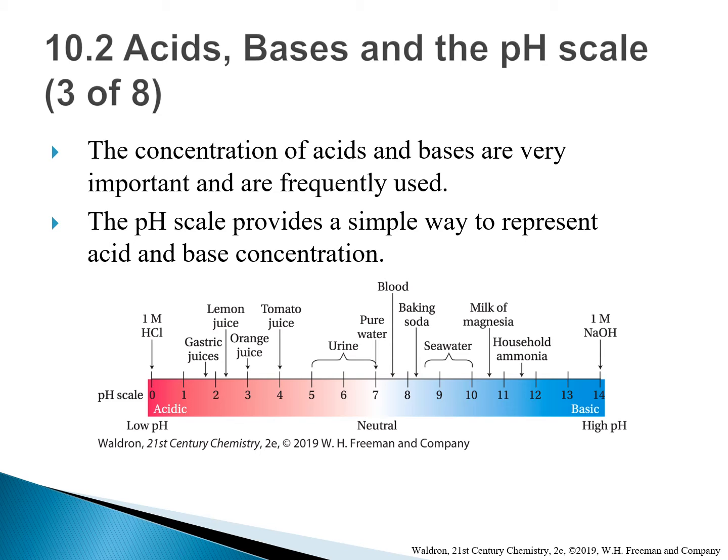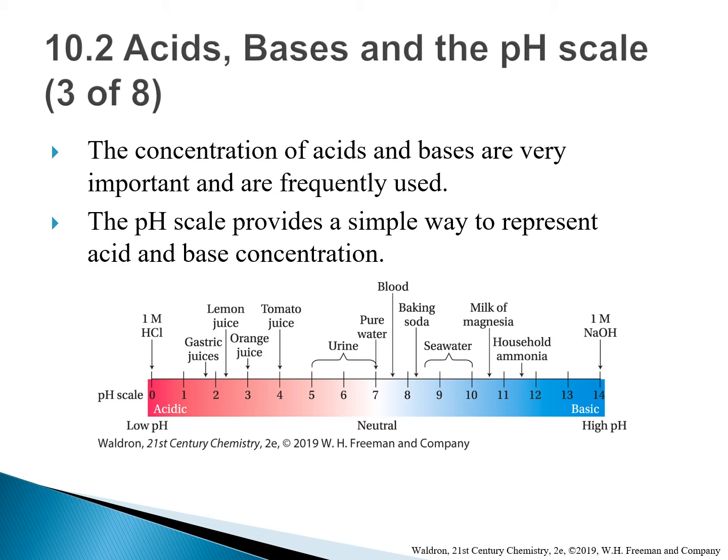Because these concentrations are so important and used so often, many years ago, chemists devised a pH scale to simplify how the numbers are reported. Rather than saying pure water has a proton concentration of 1.0 times 10 to the minus 7 molar, we can simply say pure water has a pH of 7. The typical pH scale goes from 0 to 14, with 7 being neutral. pHs of less than 7 indicate acidity, whereas a pH of greater than 7 indicates a base.